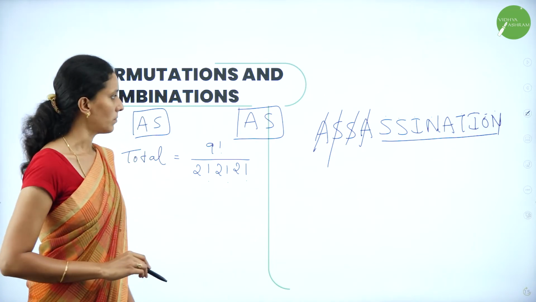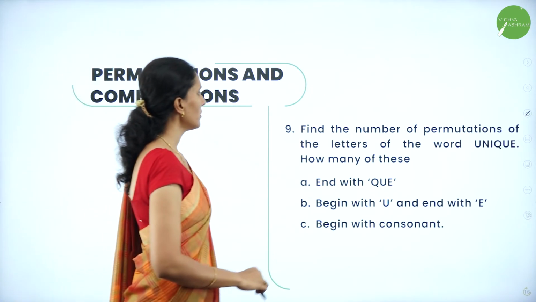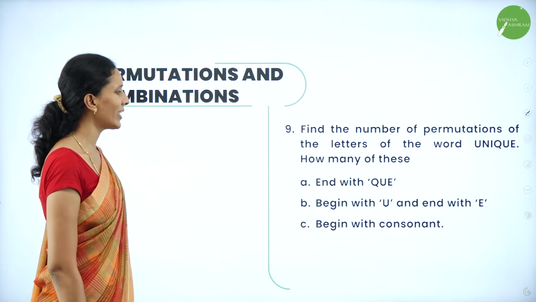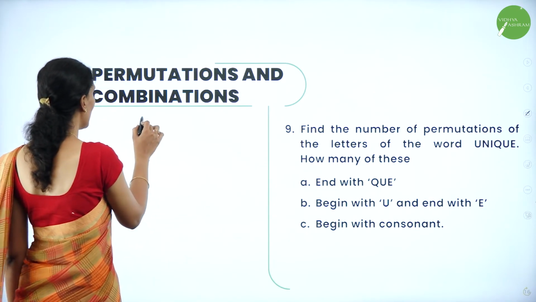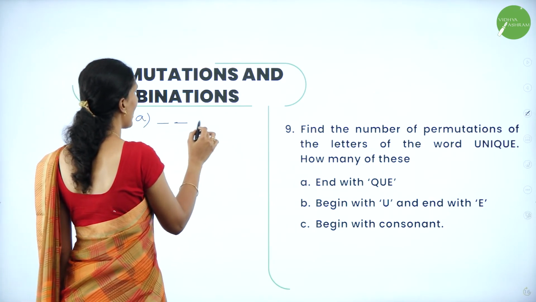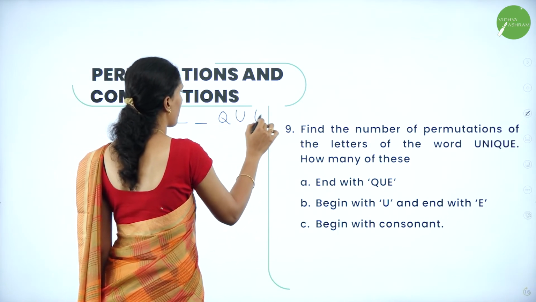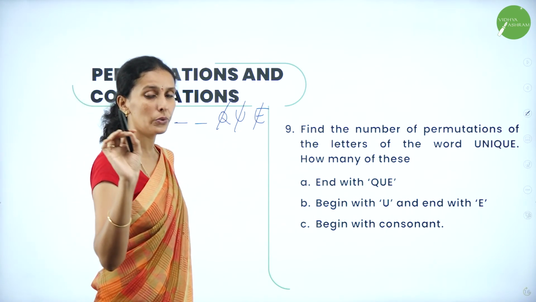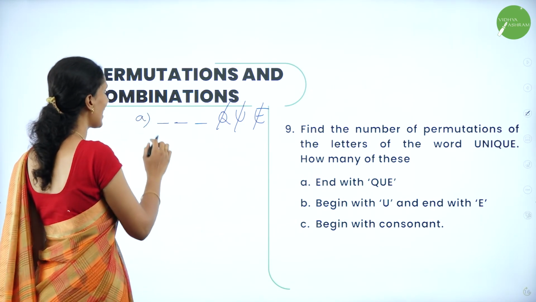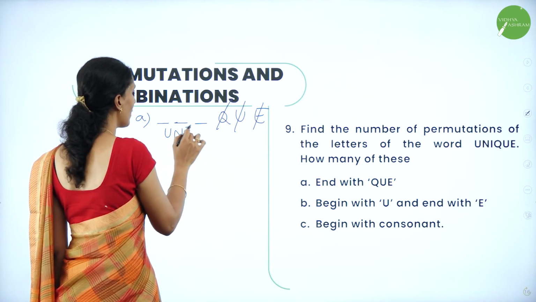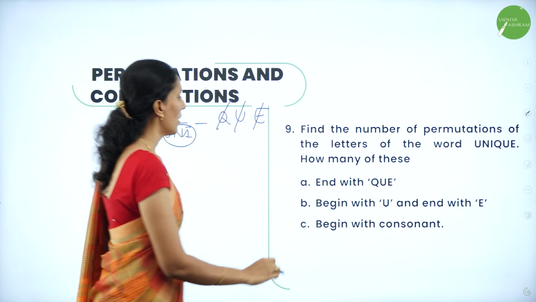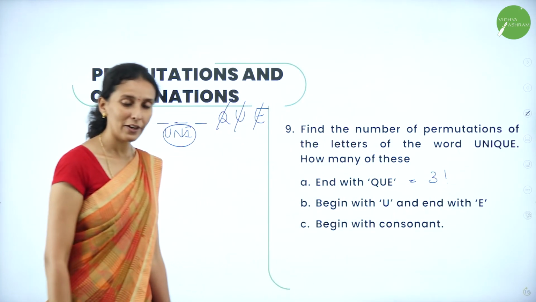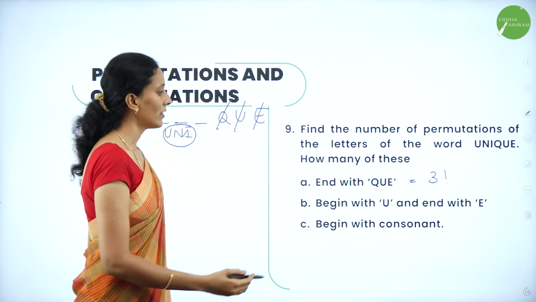Okay, next question. The last question. Find the number of permutations of the letters of the word UNIQUE. How many of these end with QUE? Very simple. The last three letters Q-U-E, I cannot take them into count, strike them off because the places of Q, U, E are fixed. The only letters I can arrange are U, N, I. I can rearrange them. So my answer for this is very simple: 3 factorial. 3 different letters, 3 different places, 3 factorial.